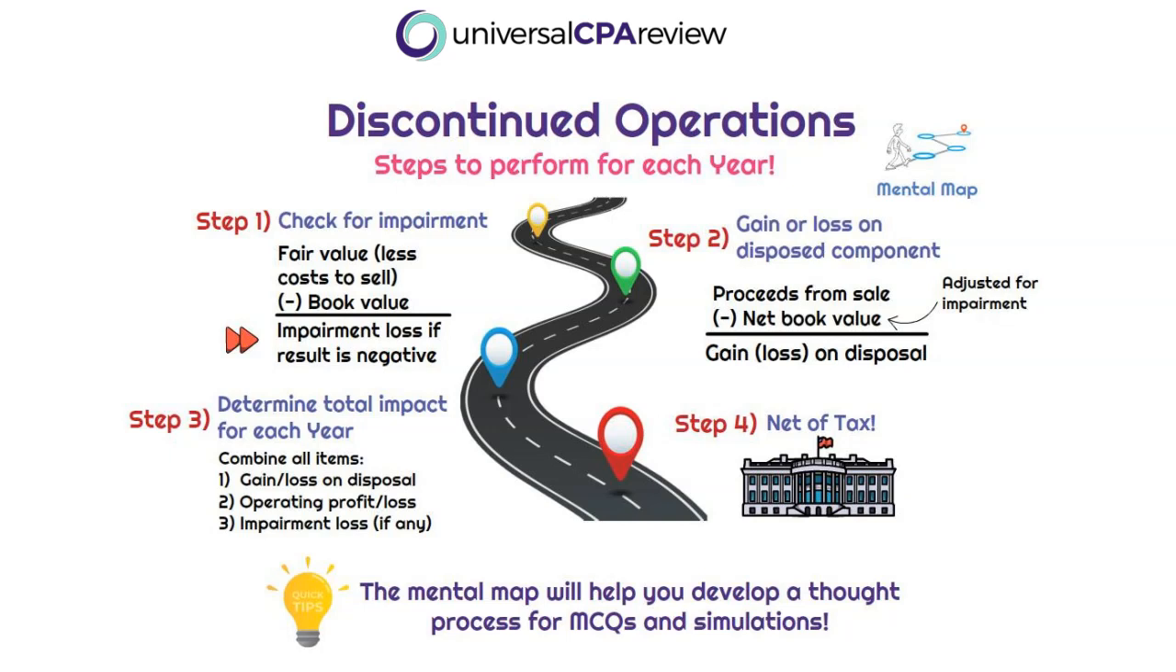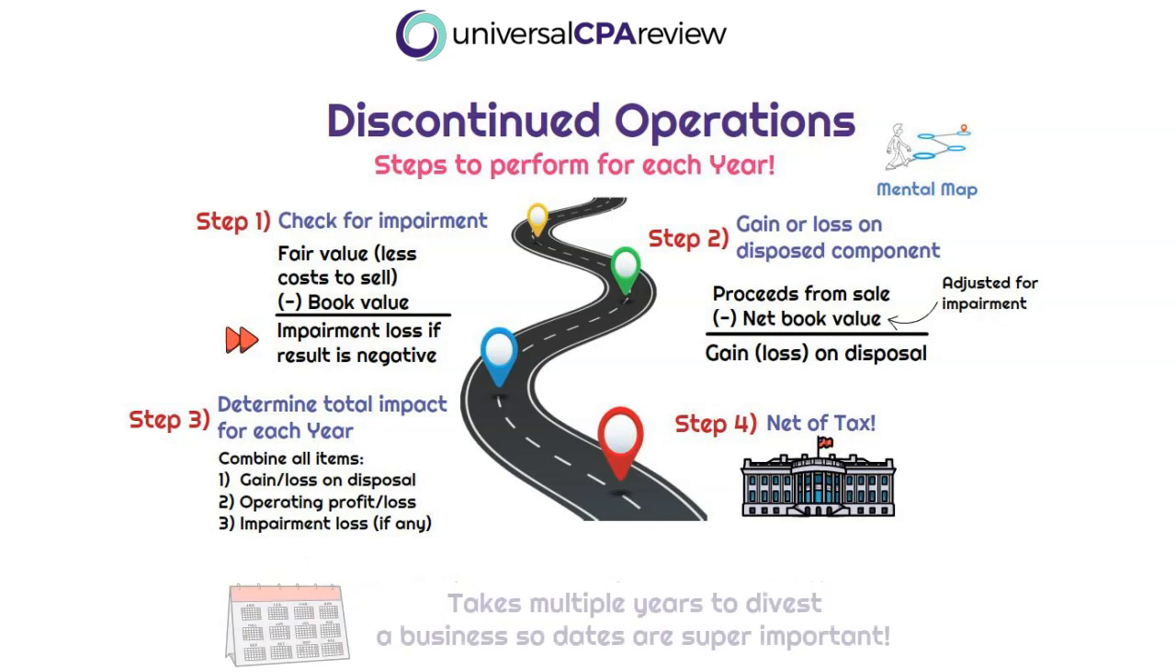And the key thing to understand is that these are steps to perform for each year. Remember, I mentioned that it can often take multiple years for a company to actually sell it once it's been classified as held for sale. So in the period it's classified as held for sale, these steps would be applicable. And if another year it's still not sold, well, then they would actually need to perform these steps again in the year that it's sold. So let's go through them and make sure we understand what it means.